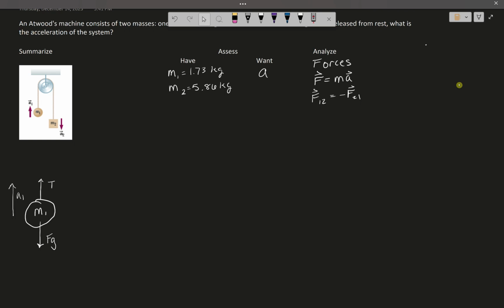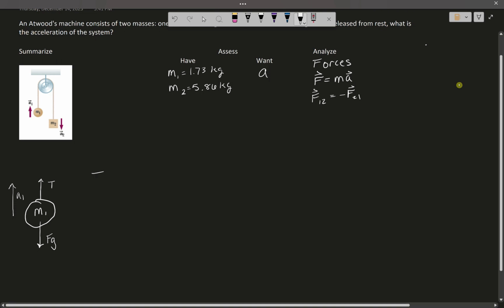So this is my force diagram for the first object, and I'm going to go ahead and create a summation of forces for it. So we don't have any x directional motion here, so I'm just going to create the summation of forces on mass 1 is going to be equal to the tension force plus my force of gravity, and it will result in some acceleration of mass 1.